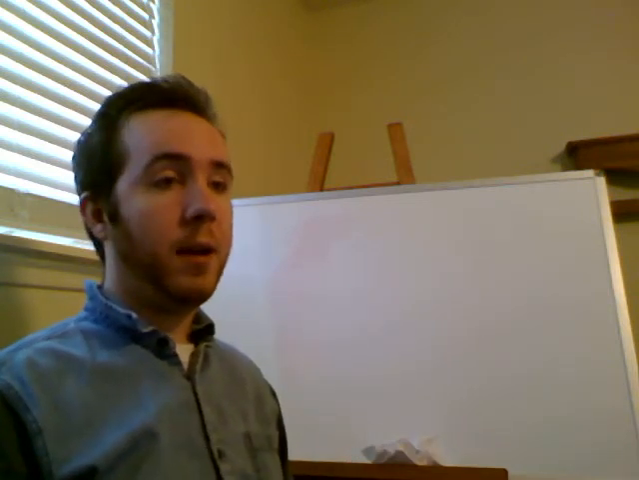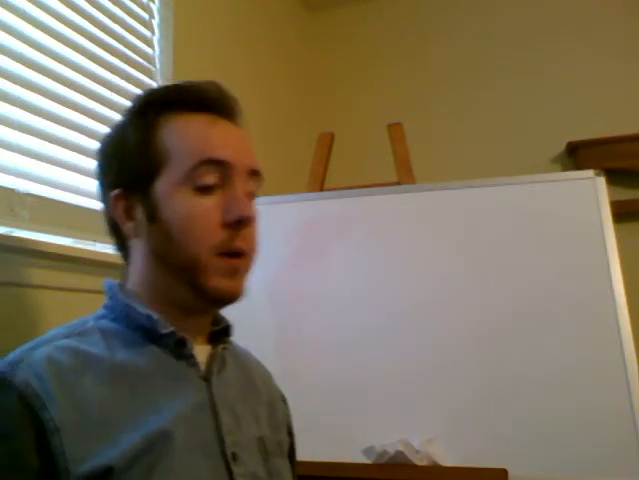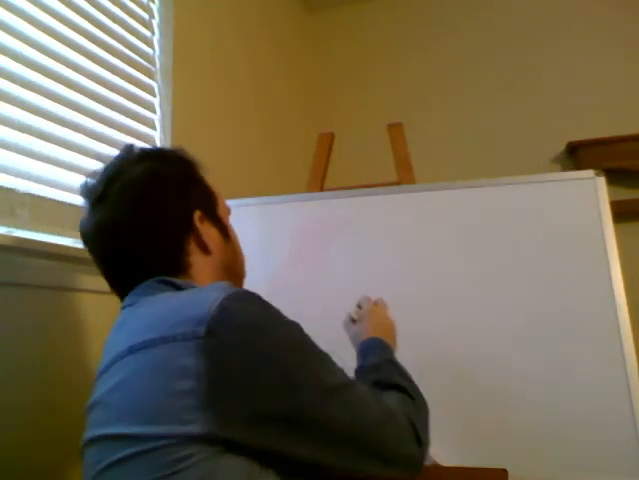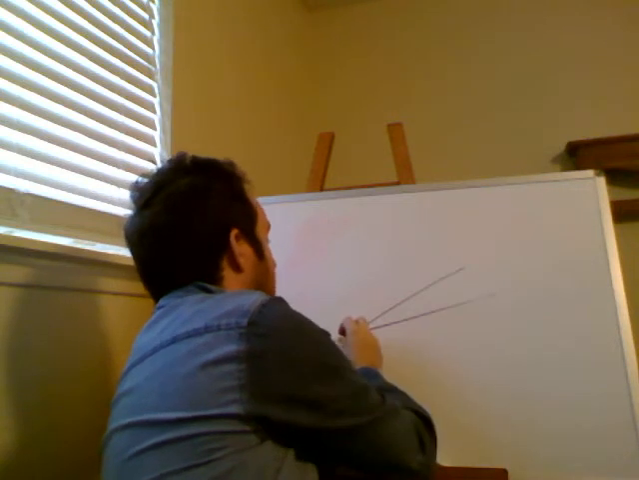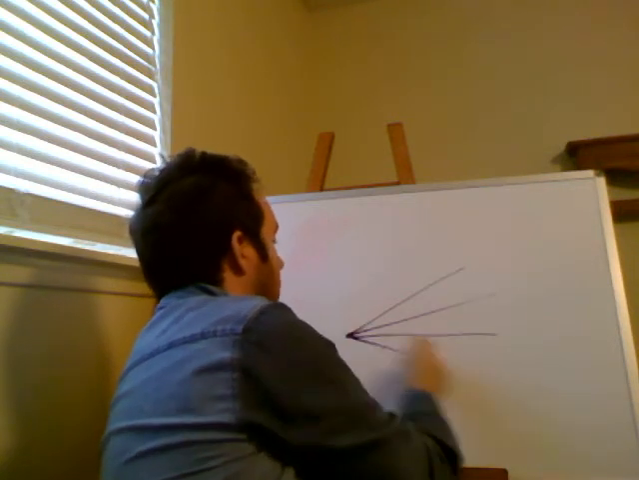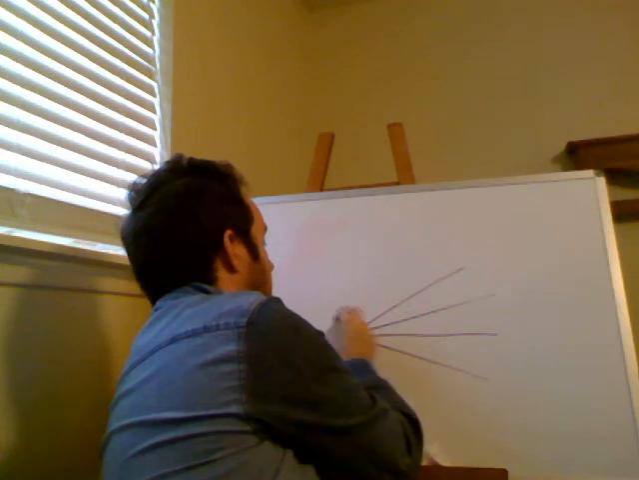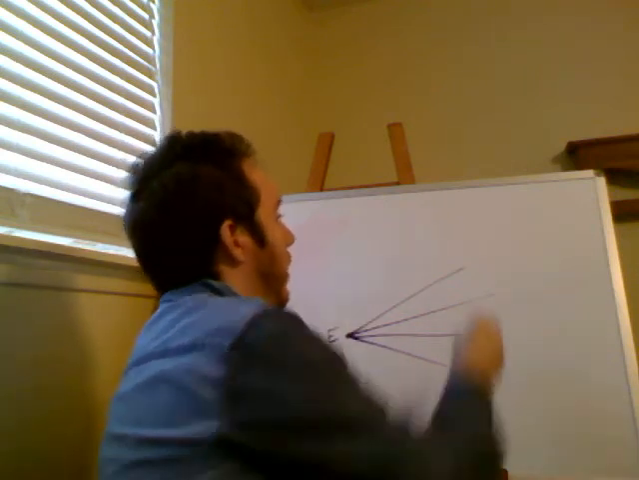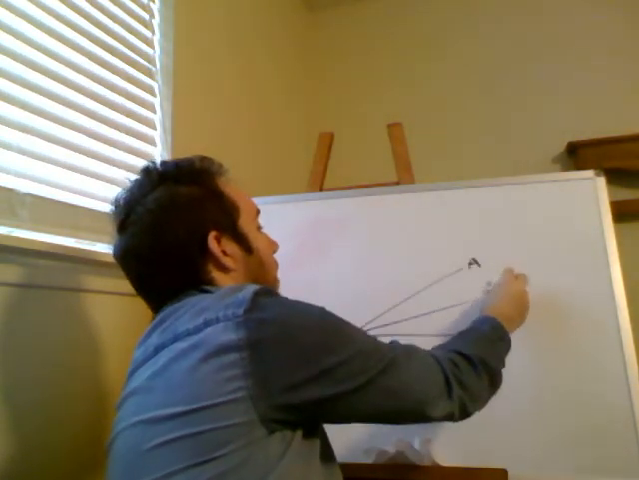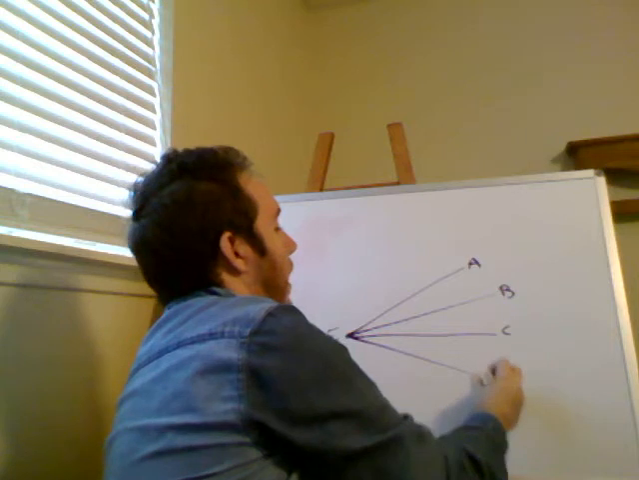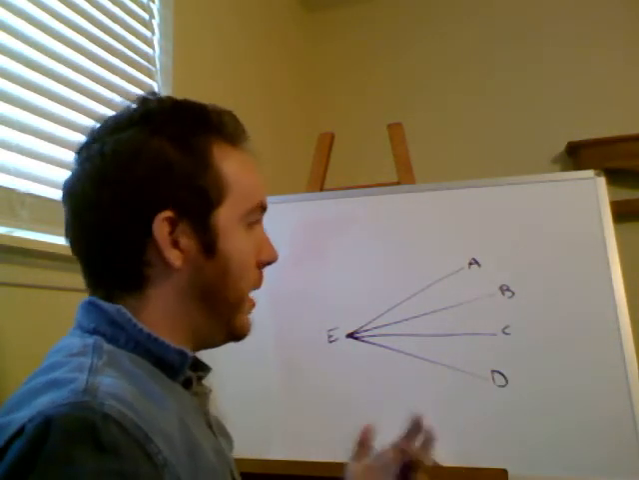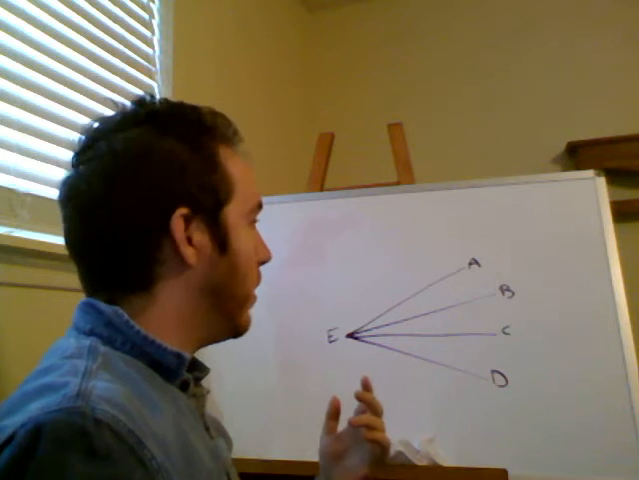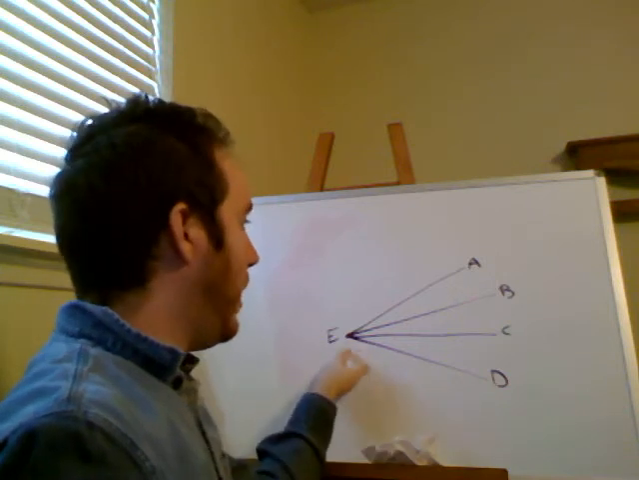There are ways to make it clear what we're trying to describe in these situations, and let's look at a pretty extreme situation. We have a point, with a lot of different rays coming off of it. Okay? Got A, B, C, and D. And let's say the question was, what is the measure of the angle at point E?